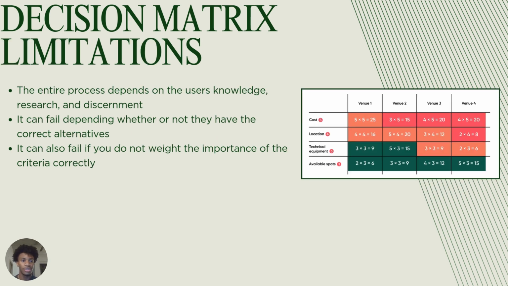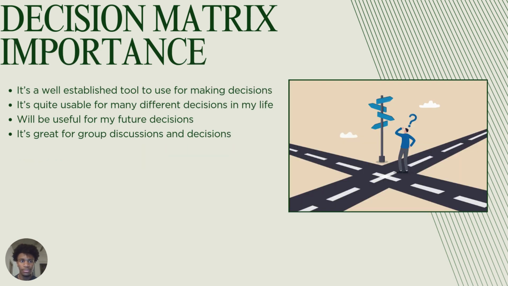Decision matrix limitations. The entire process depends on the user's knowledge, research, and discernment. It can fail depending whether or not they have the correct alternatives. It can also fail if you do not weigh the importance of the criteria correctly.